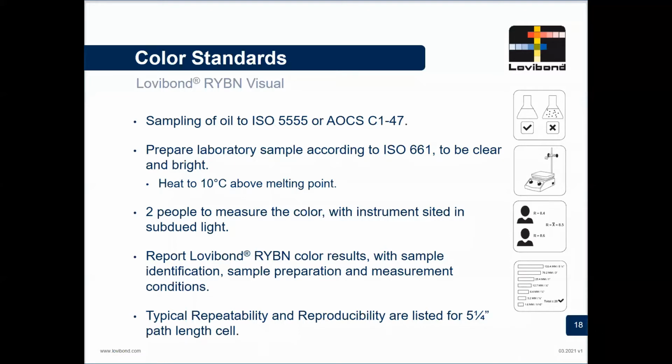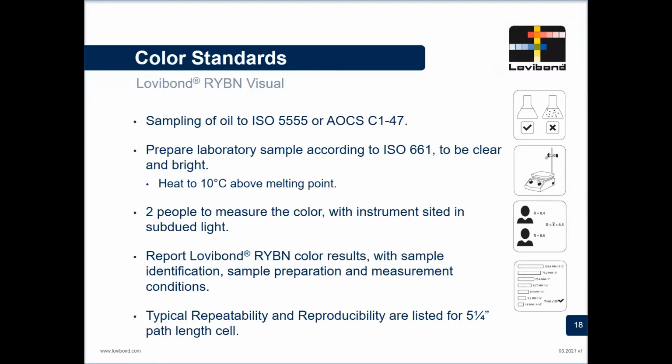Now, in the visual method here, it says that measurement should be done by 2 people, and the instrument should be sighted in subdued light. So we shouldn't be measuring with direct sunlight shining on the instrument, because that will affect the way you see, and it just interferes with the result. With 2 people measuring, we get some sort of average.